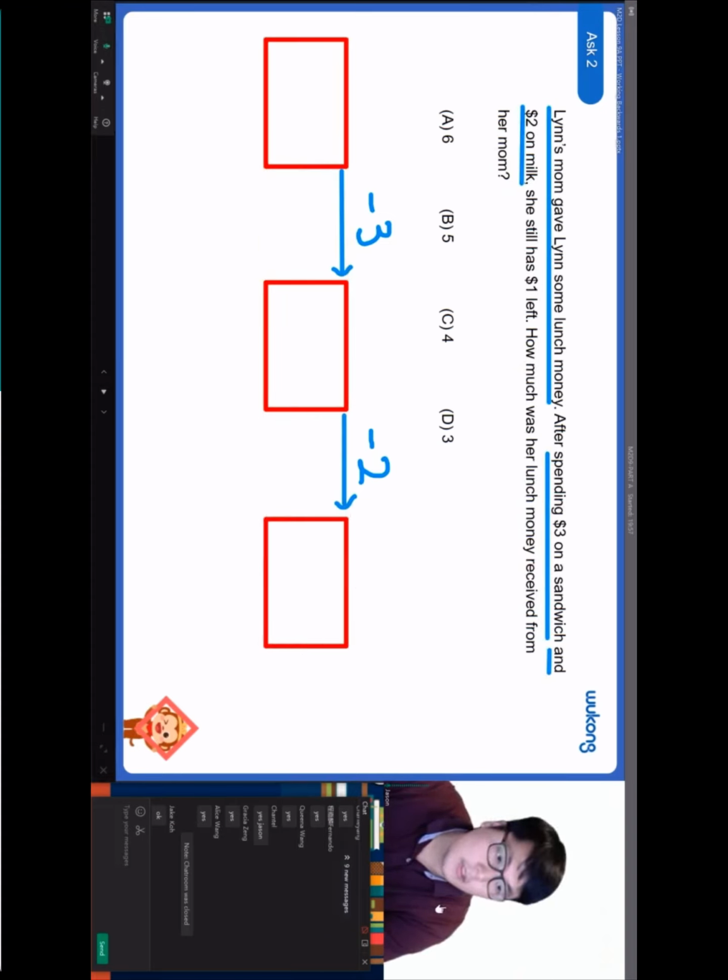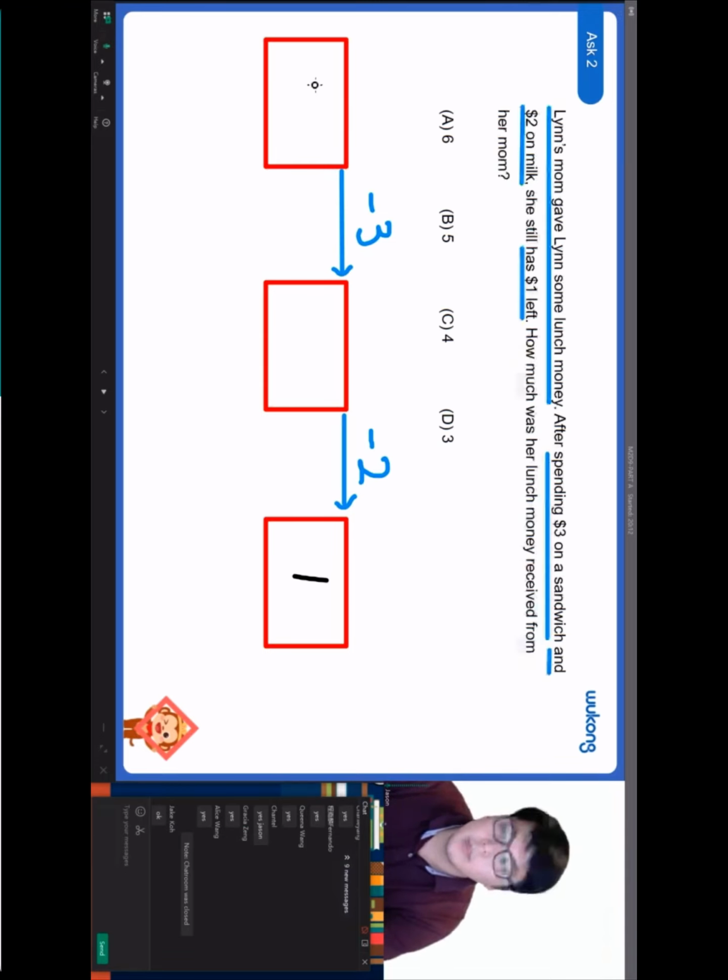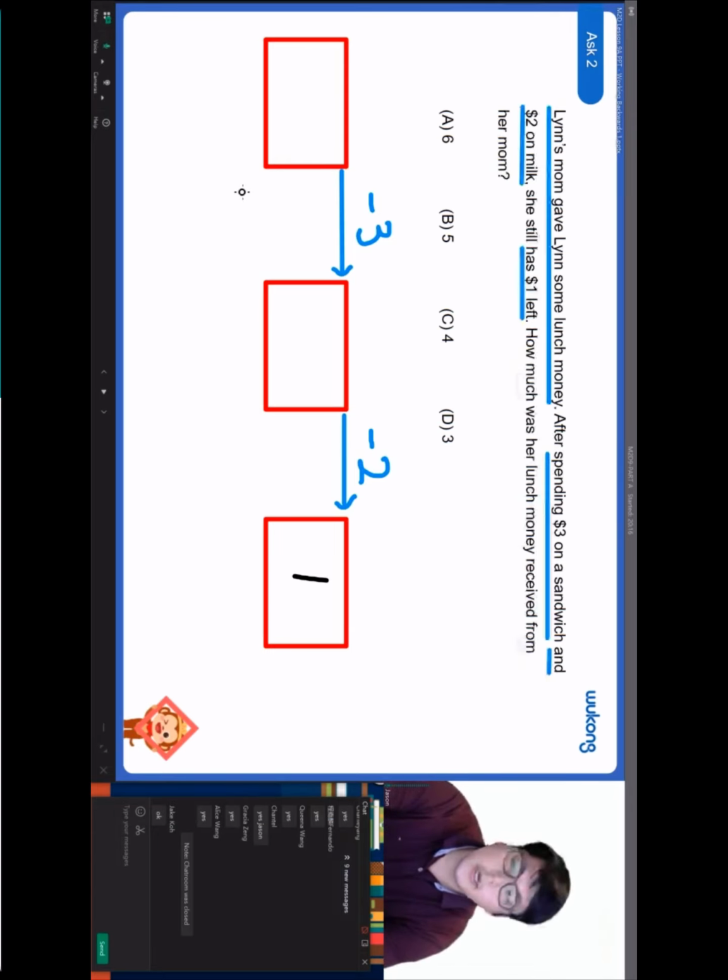Let's have a look at the question. She has $1 left. Okay, so we do know how much money is left. So that means we need to write the number 1 in this box. Okay? And the question is, how much money did she receive from her mom? So we're looking for this number over here. So guys, raise your hand if you can help me how to do this question. So, okay, so now, let's see.